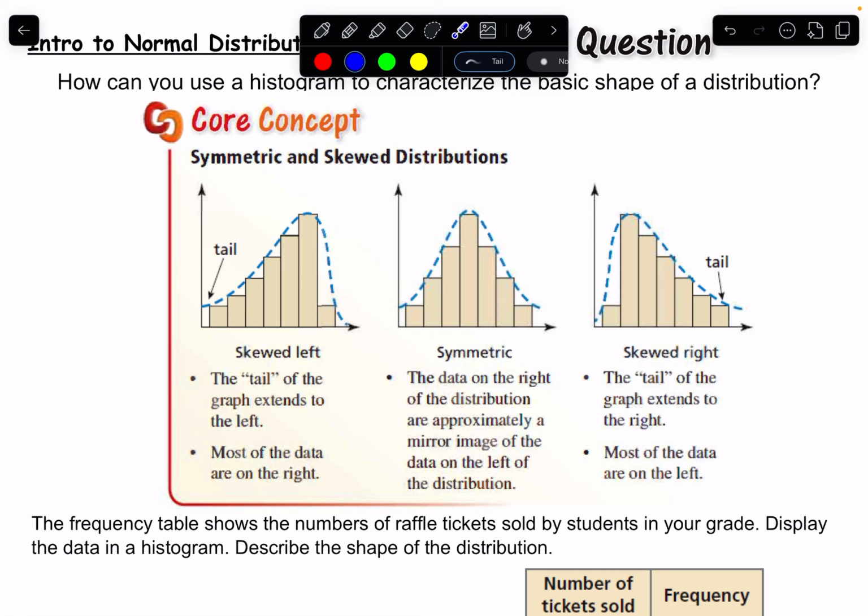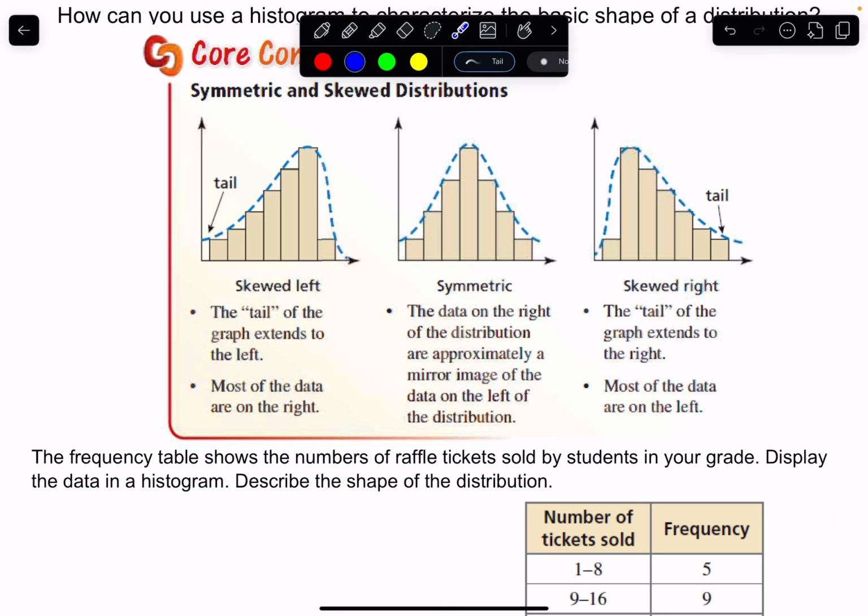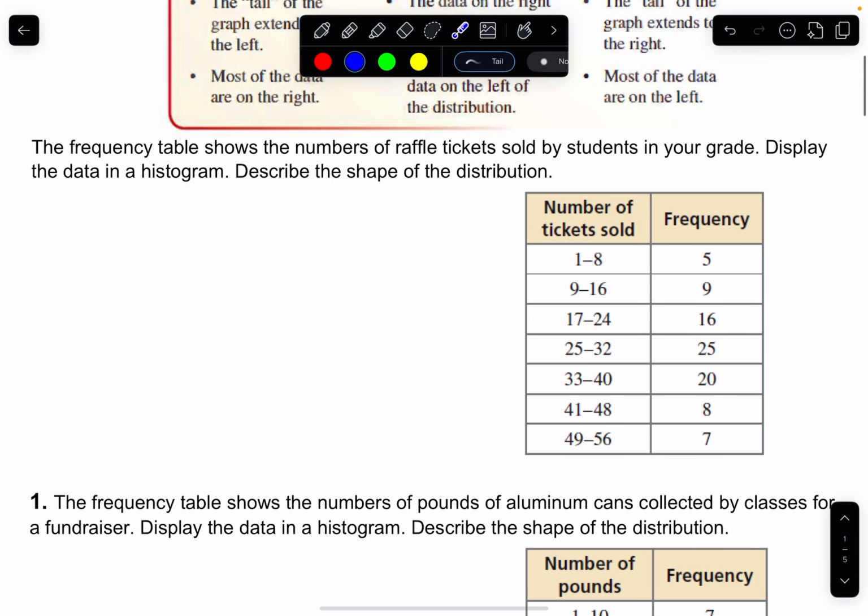That's called a histogram. So what we're going to be doing today is, first of all, we're going to be creating these histograms, and then we are going to decide what the basic shape is, if it's a normal distribution, and if it's skewed left, skewed right. And then we're going to also analyze the data a little bit as well. So we've got a frequency table over here on the right, and it's grouped all of the data for us.